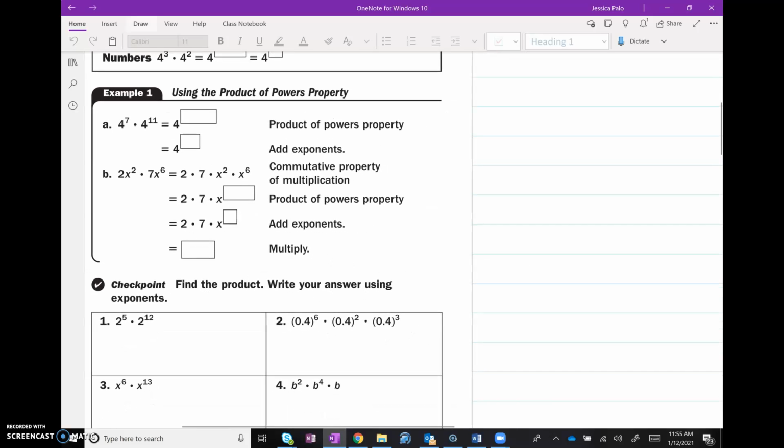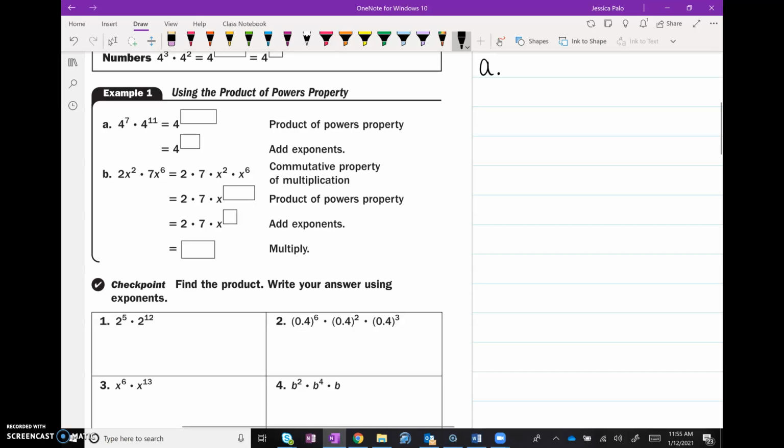But example 1, I'm going to write it over here off to the side like I usually do. We're going to start with A. So A, we have 4 to the 7th power times 4 to the 11th power. Well, let me just color code a bit. 4 to the 7th times 4 to the 11th.